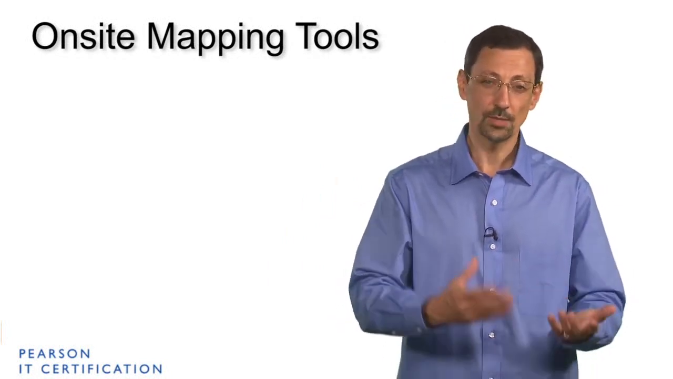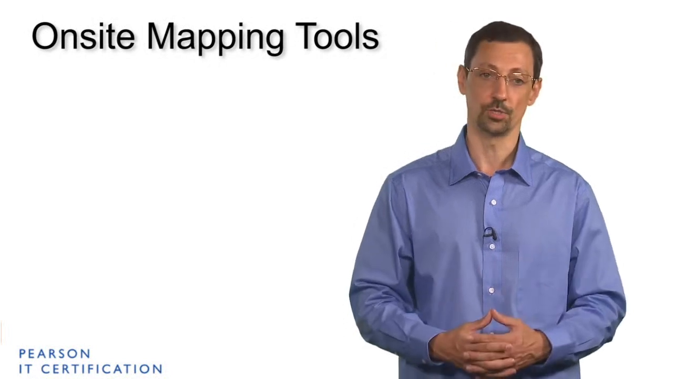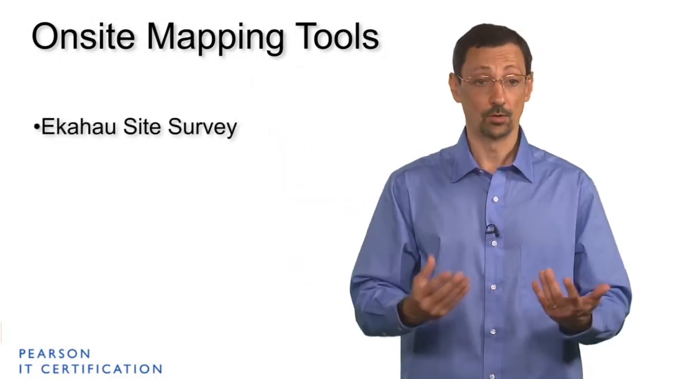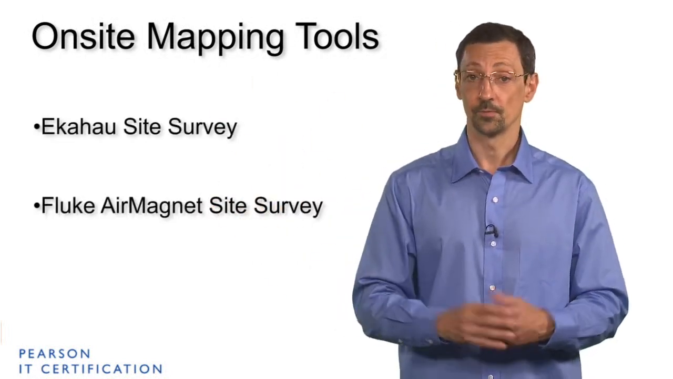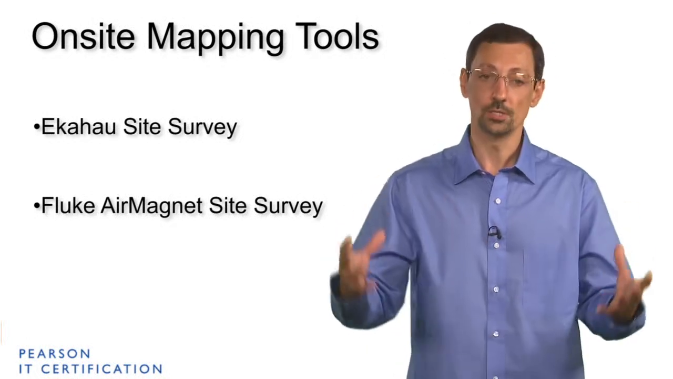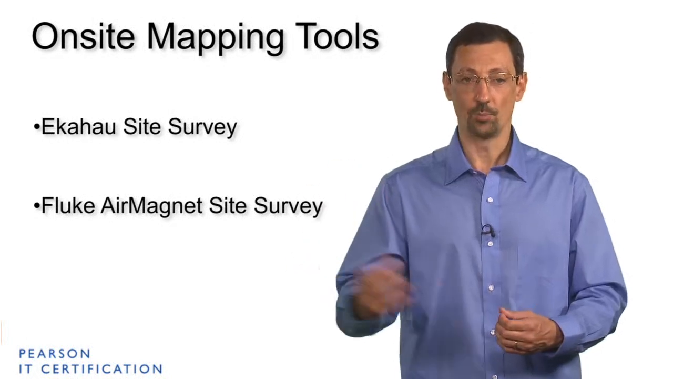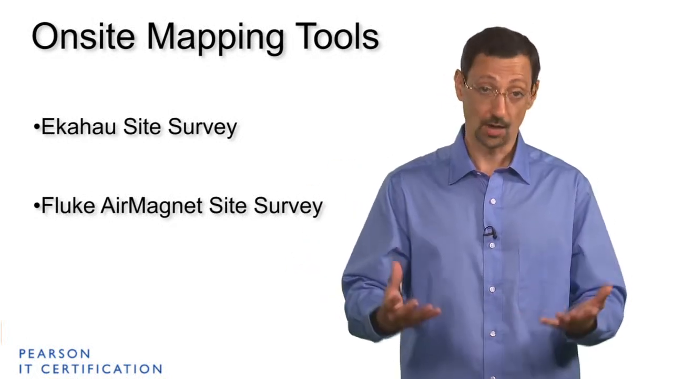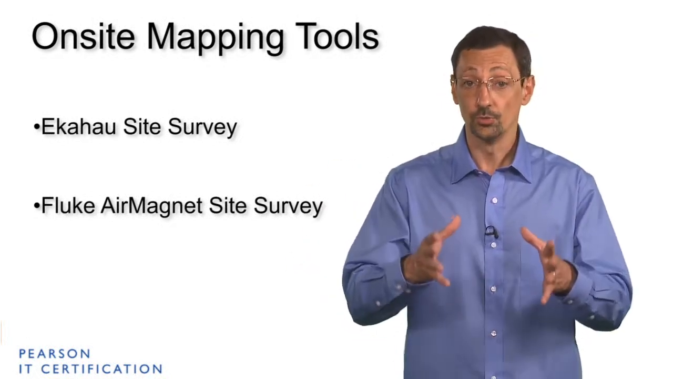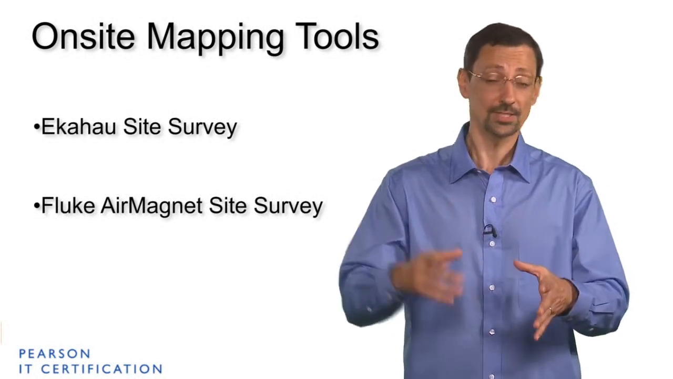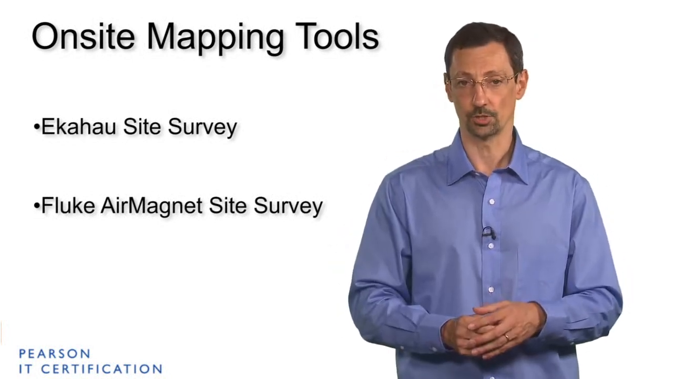The two more famous ones that are mostly used in the industry are Ekahau Site Survey and also Fluke AirMagnet Site Survey. These two tools have an entire suite of possibilities to help you do that site survey. We've seen the Ekahau possibilities for planning. Ekahau, as I showed you at the beginning, is also used heavily for the active site survey. Let's go back to that screen so we can have a closer look.